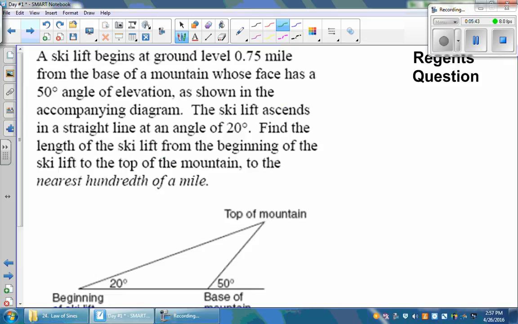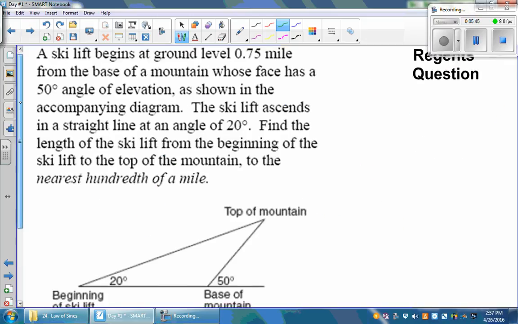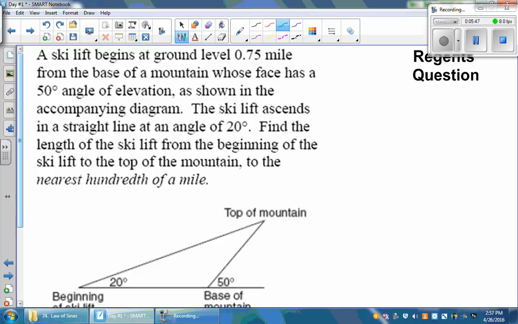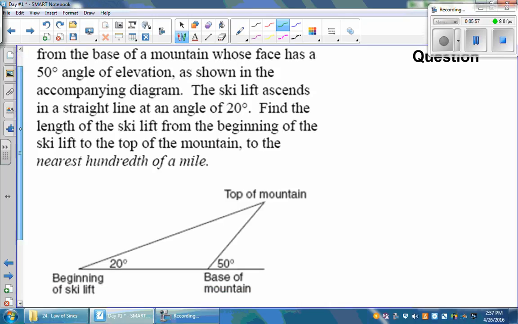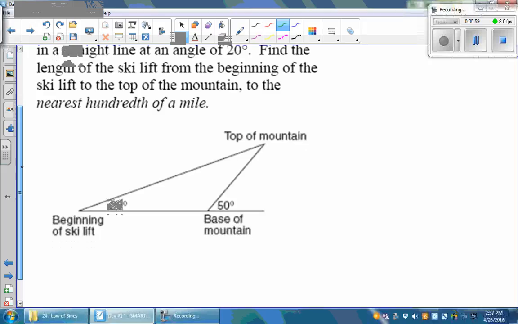Our last example, again off of an old Regents exam, says a ski lift begins at ground level, 0.75 miles from the face of a mountain whose face has a 50-degree angle of elevation, as shown in the accompanying diagram. The ski lift ascends in a straight line at an angle of 20 degrees. Find the length of the ski lift from the beginning of the ski lift to the top of the mountain.